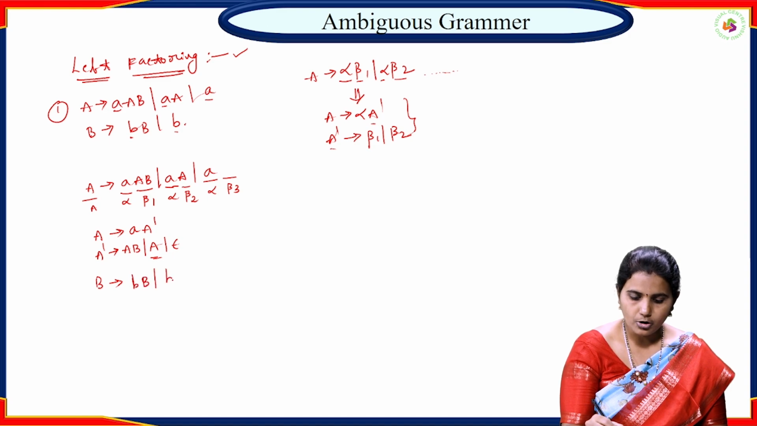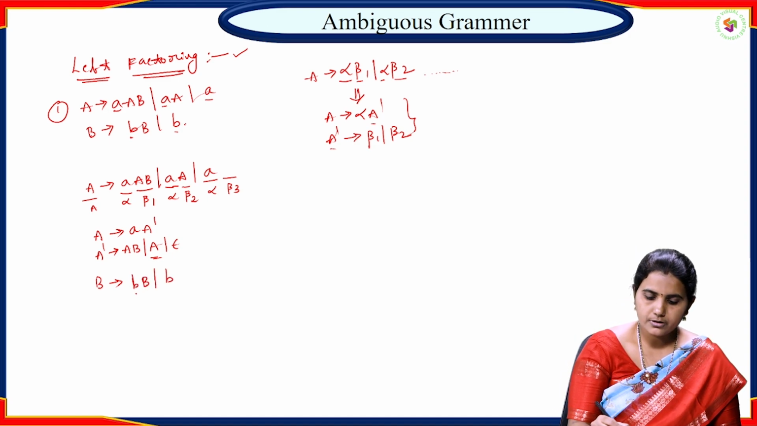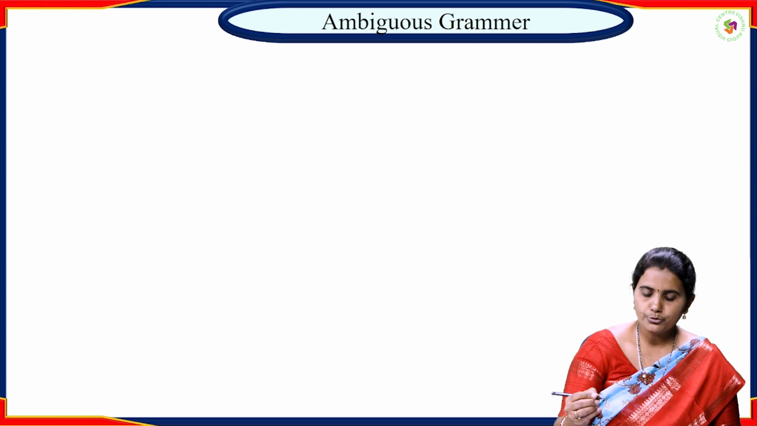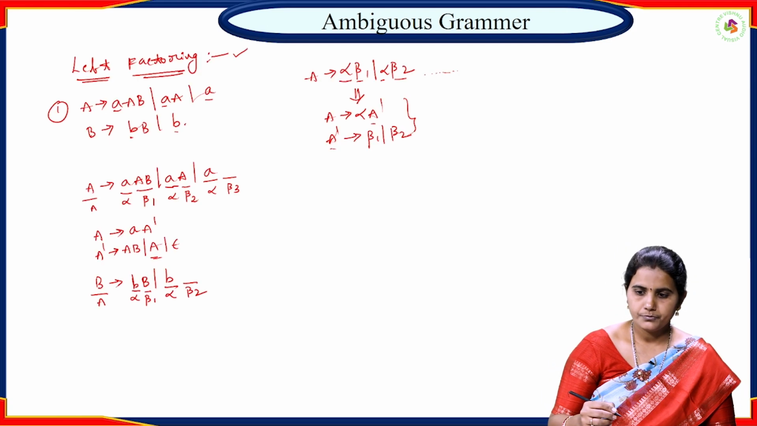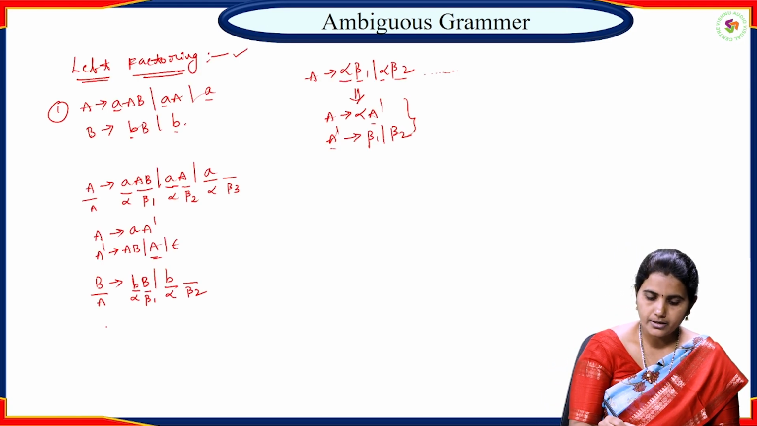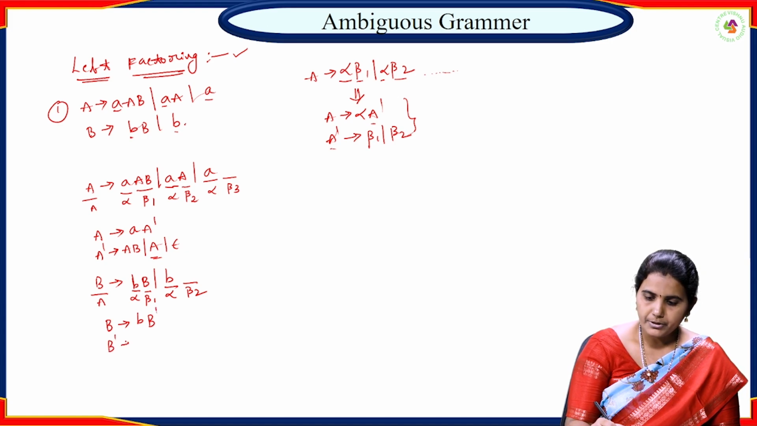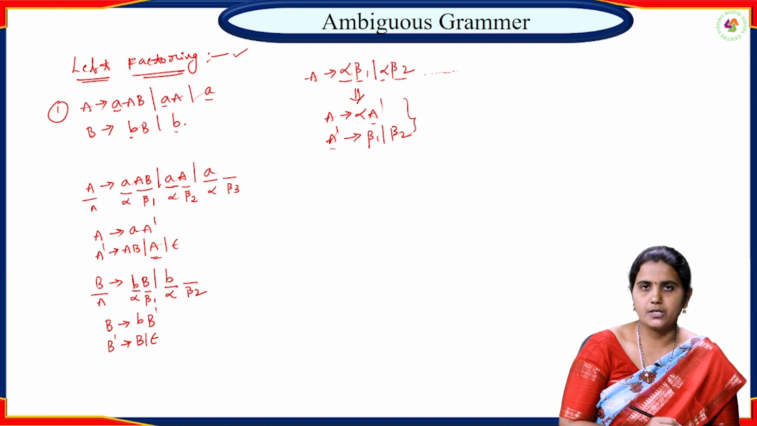capital B, or B. Let us start: this is alpha, this is beta 1, this is alpha, this is beta 2. Now your new productions are B implies alpha, small b followed by the newly introduced symbol B dash. Then B dash implies beta 1, capital B, or epsilon.